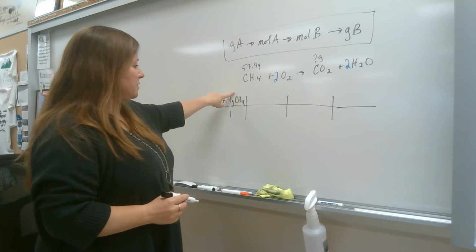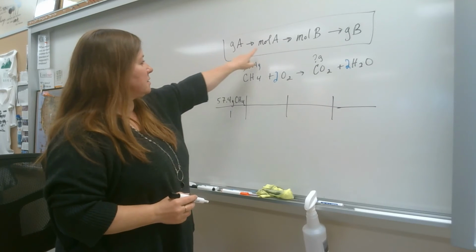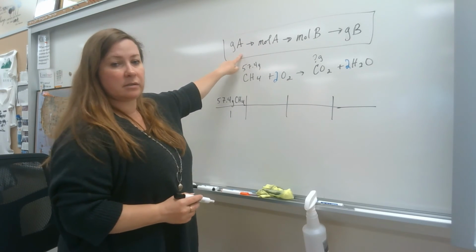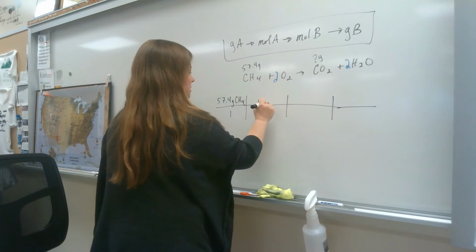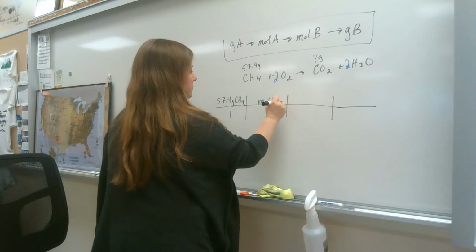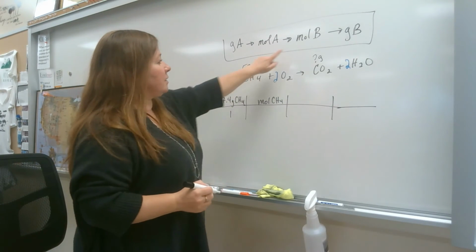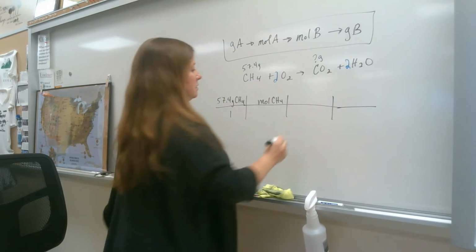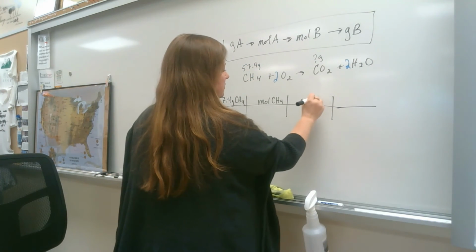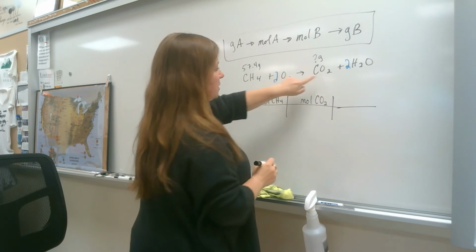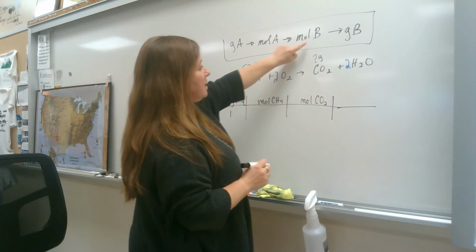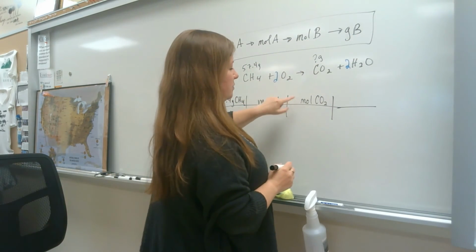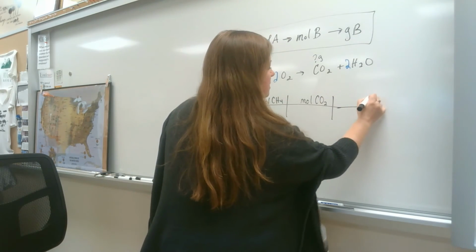So we have grams of CH4. This is going to be moles of that same substance. Moles CH4. And then we're going to have moles of substance B, which is what we're trying to find. Moles of CO2. That's what it's asking for. And then we're going to go to grams of the substance we're trying to find. Grams of CO2.